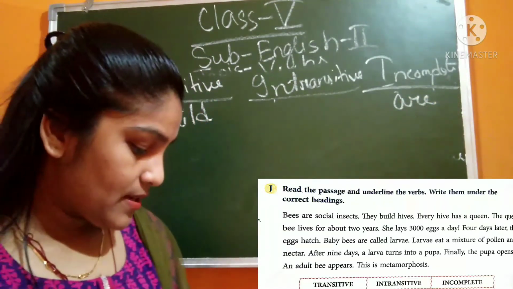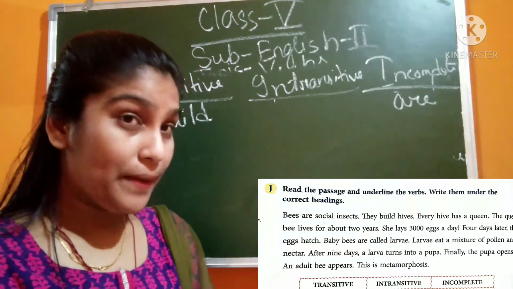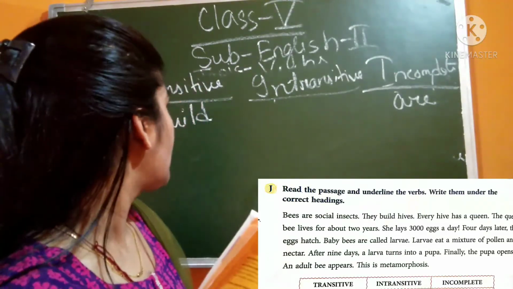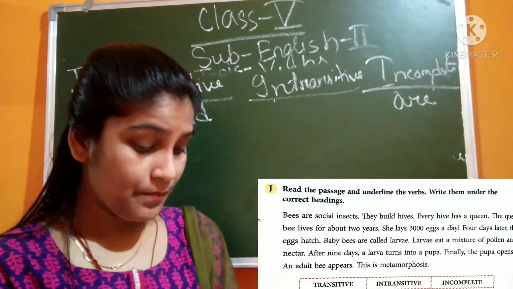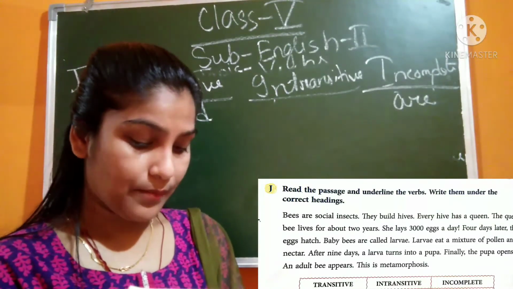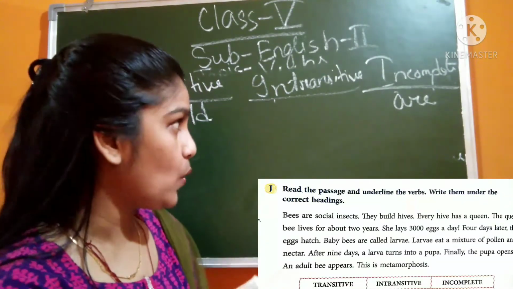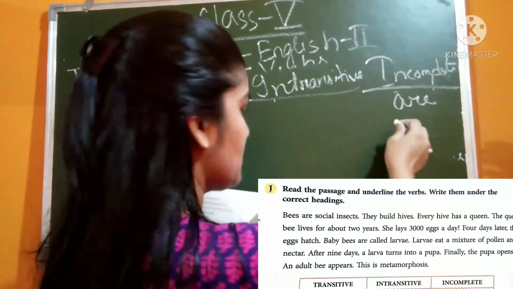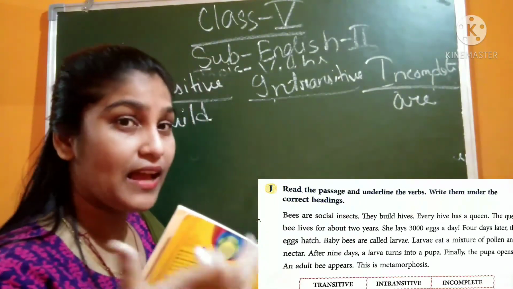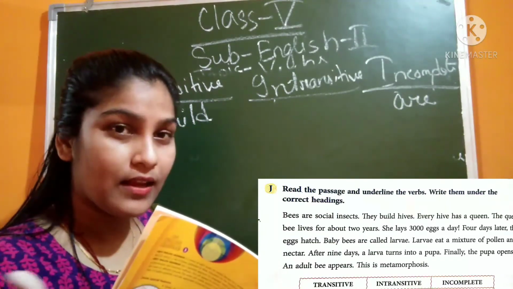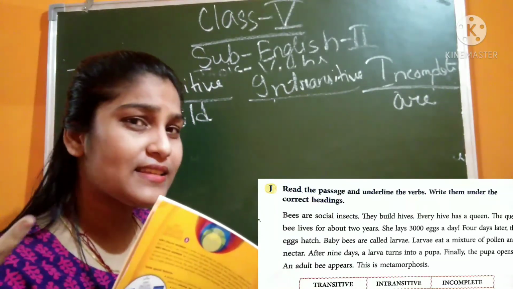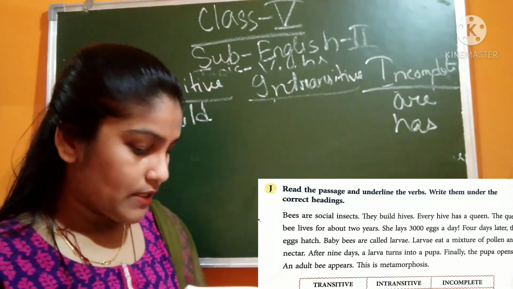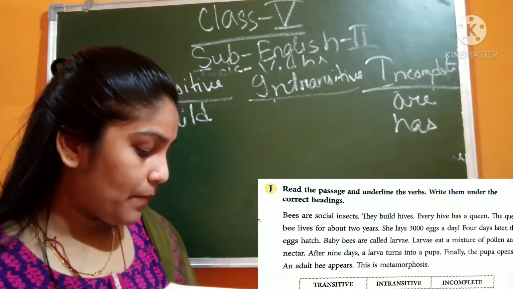Next, they build hives. So build is already given. After that an object is there, hives. So that is why it is used in transitive verb. Now every hive has a queen. Has a queen, has is the verb we know. Where will we use it? Does it perform some action or what? No. Has doesn't perform any action here. It is telling something, that every hive has a queen. In that sense you will use it where? Incomplete verb.